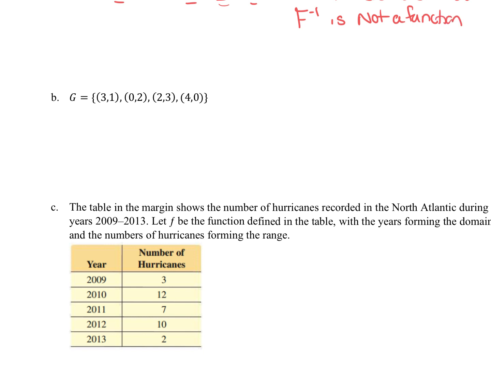Let's look at the next one. I've got to check your y's first. So I get 1, 2, 3, 0. I didn't repeat anything. So if I want to find g inverse, all you do is switch the x's and the y's. So instead of being 3, 1, it's 1, 3. 0, 2 becomes 2, 0. 2, 3 becomes 3, 2. And then 4, 0 becomes 0, 4.